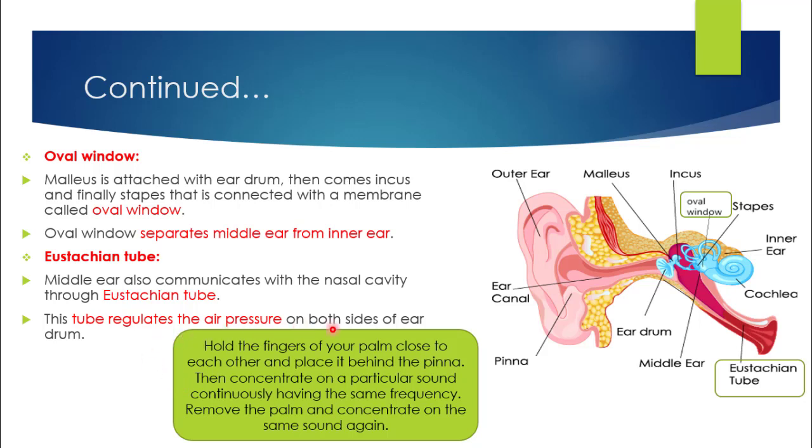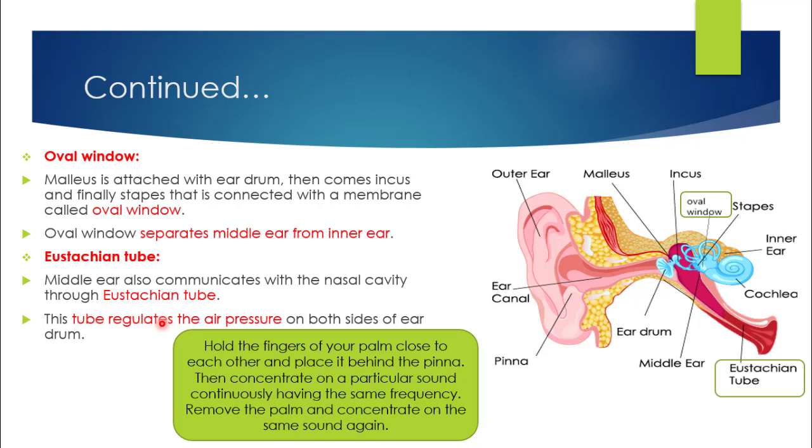of the eardrum. Let's say, hold the fingers of your palm close to each other and place it behind the pinna. You can do this activity very easily. Then concentrate on a particular sound continuously having the same frequency which you are able to hear. Now remove the palm and concentrate on the same sound again. You will hear a difference between the sound. And this difference is because of air pressure that is being regulated by the eustachian tube.